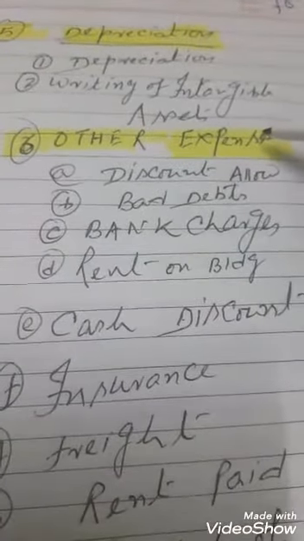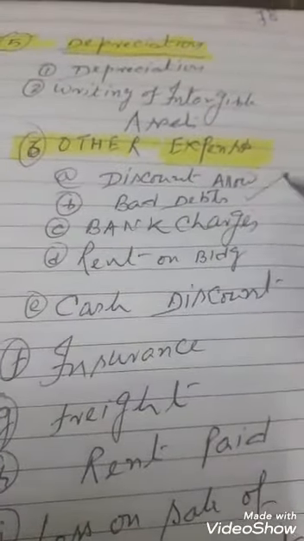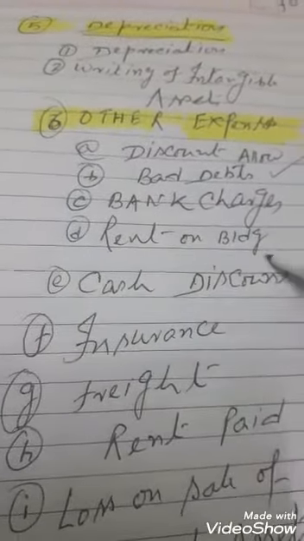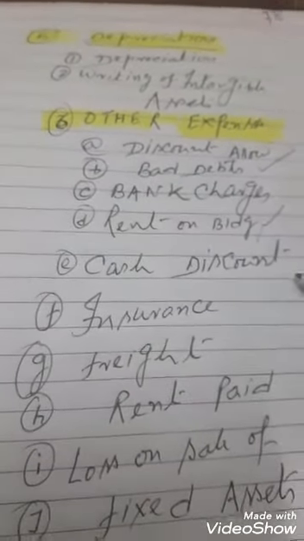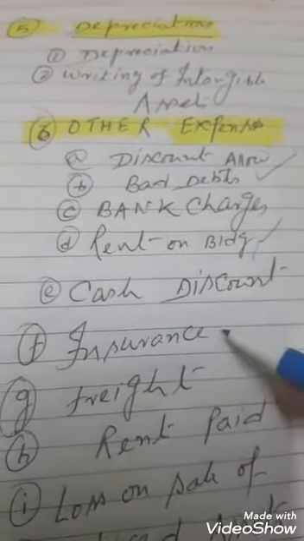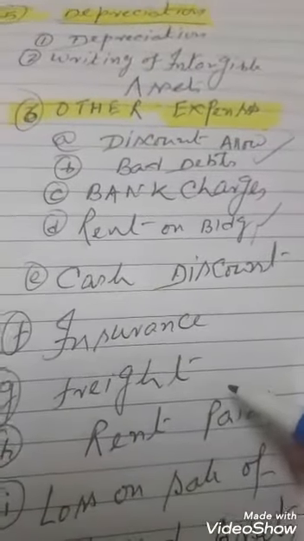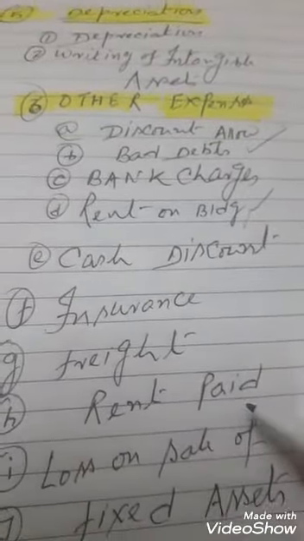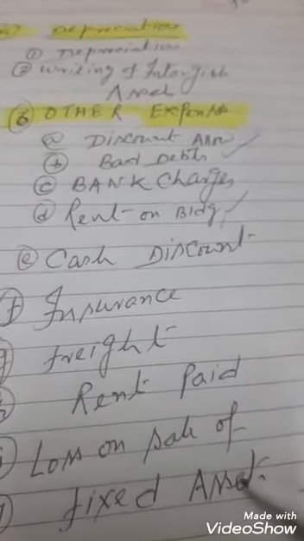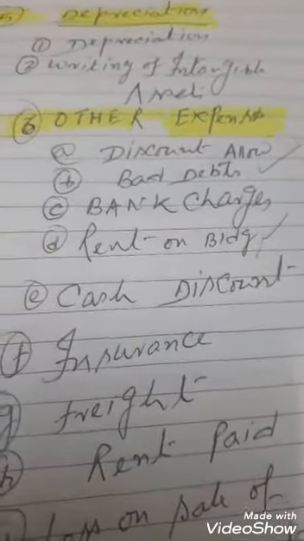Then comes other expenses: discount allowed, bad debts, bank charges, rent on building, cash discount, insurance, freight, rent paid, loss on sale of fixed assets. They are other expenses.